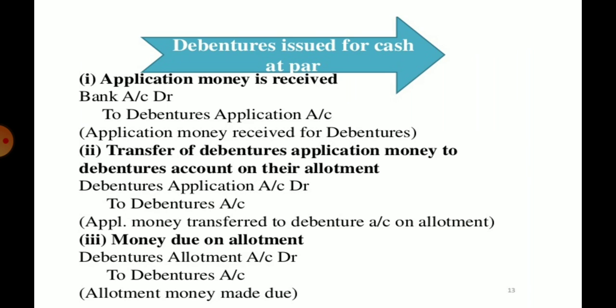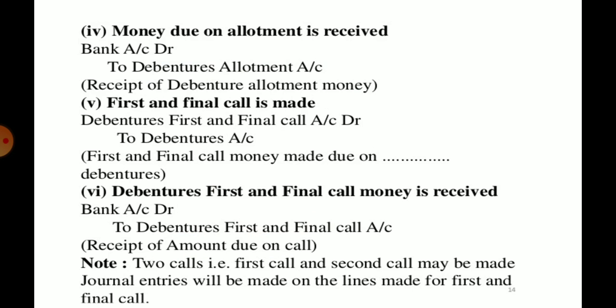So, debenture issued for cash at par. Application money received will be the same as for shares: bank account debit to debenture application, whole amount. Transfer of debenture application money to the debenture account is on allotment: debenture application to debenture. Money due on allotment: debenture allotment to debenture. Money due on allotment when received: bank to debenture allotment. First and final call made: debenture first call to debenture. And finally money received: bank account to debenture first or final call. If two calls, first call and second call, are made, journal entries will be made in the same manner as for the first and final call.